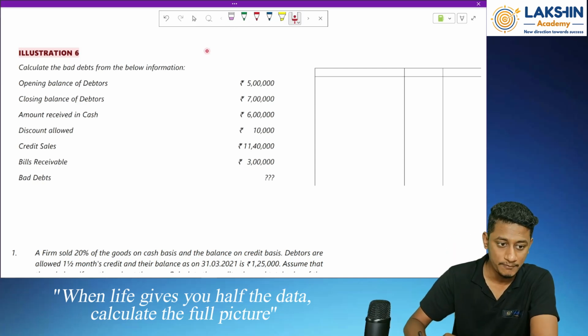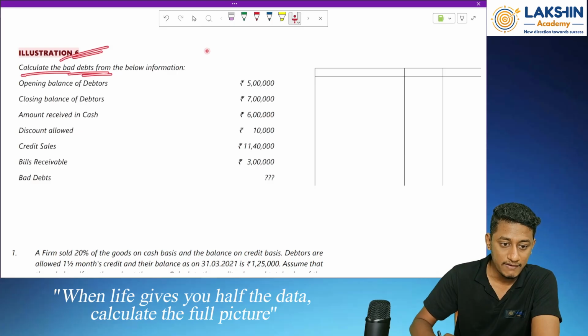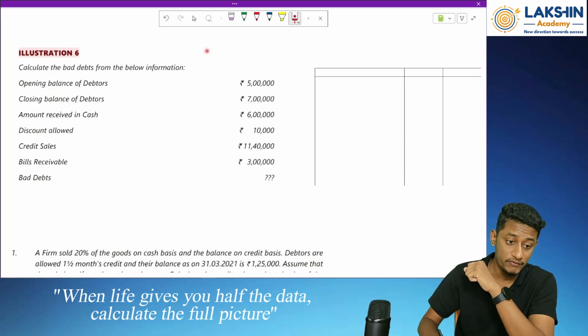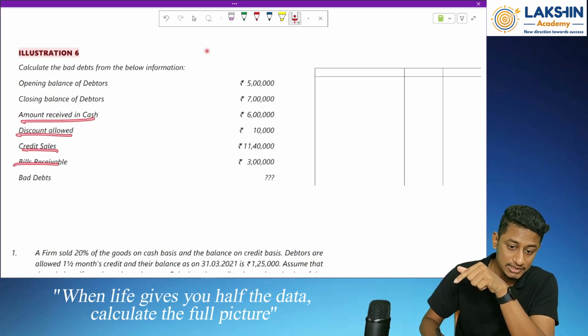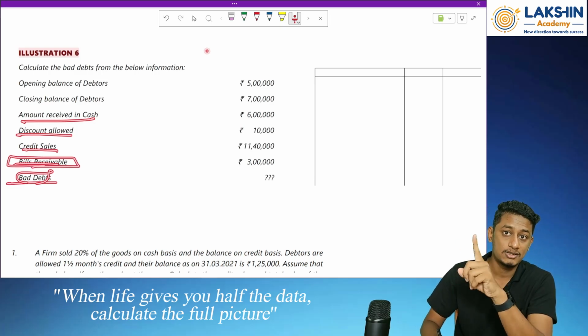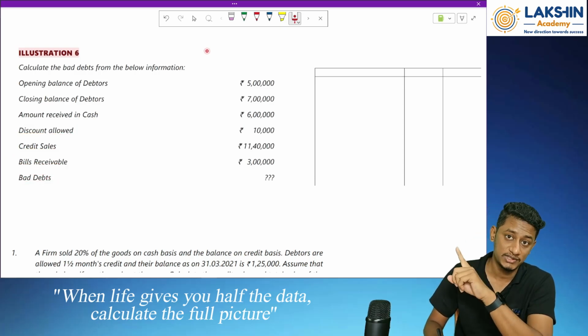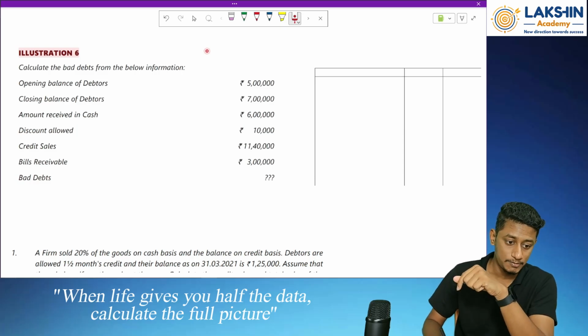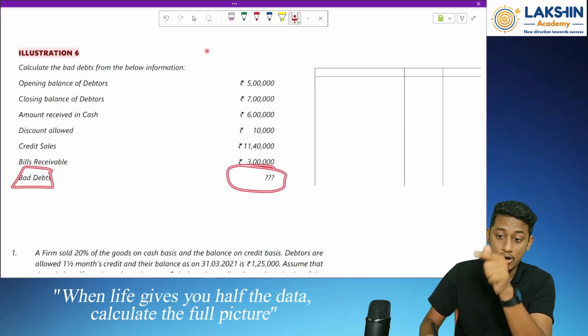See, look at the question now. Illustration 6. Calculate the value of bad debt from the following information. The opening balance of debtors is given, and the closing balance is given to me already. Amount received in cash is given, discount allowed, credit sales, bills receivable, and bad debt. Bills receivable is important because it is taught to you in the bills of exchange chapter, so please refer to that chapter and then come to this chapter. Now we need to find bad debts. Now how to do it? Let's see.